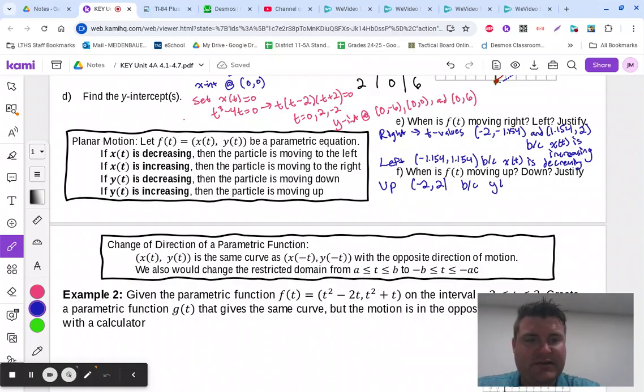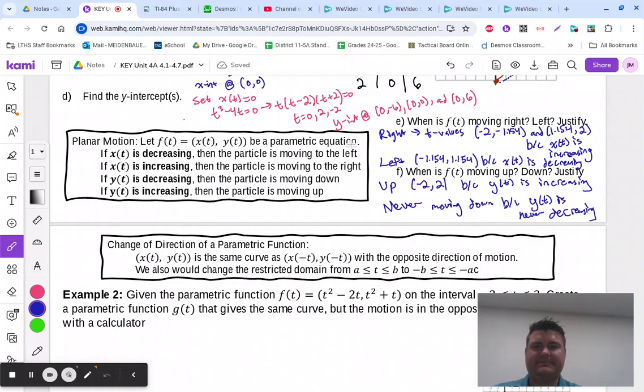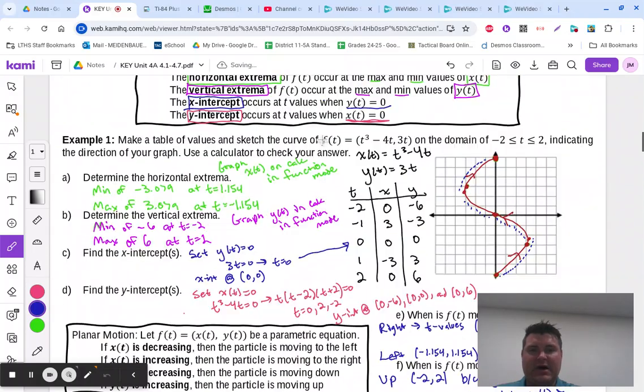That's because y of t is increasing, and never moving down, because y of t is never decreasing. Okay. That wraps up our first question.